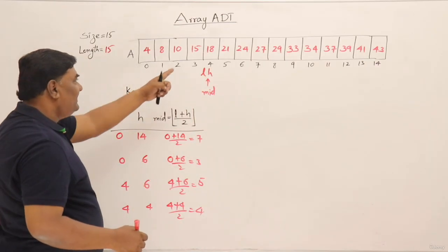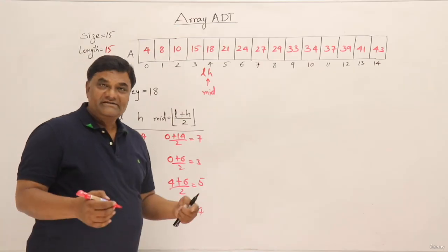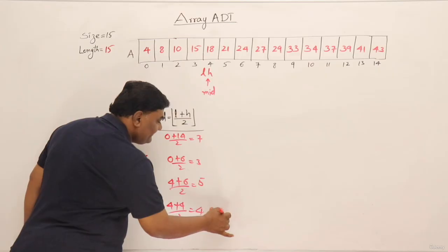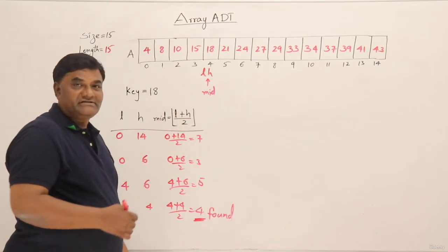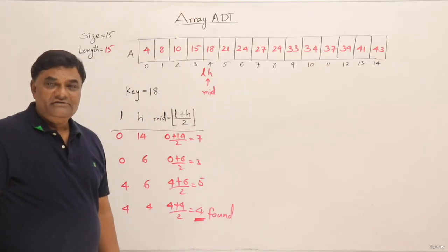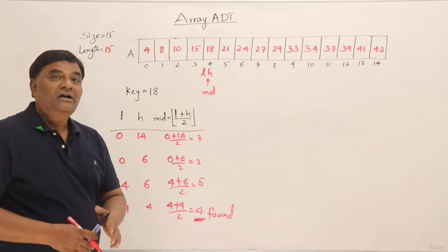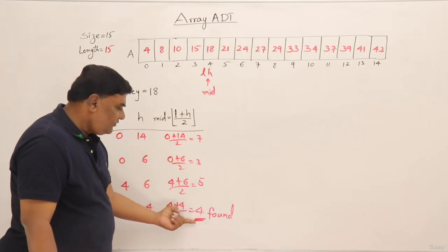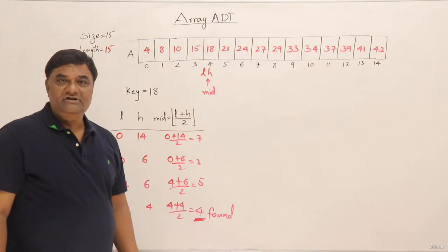Now check. Is it the element that you are searching for? Yes. Element is found at index 4. Element is found. Search is successful. So this is how binary search works. In total how many comparisons did it take to find the element? 1, 2, 3, 4. In only 4 comparisons we got the element.